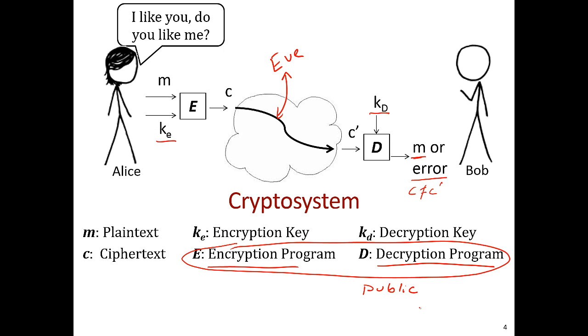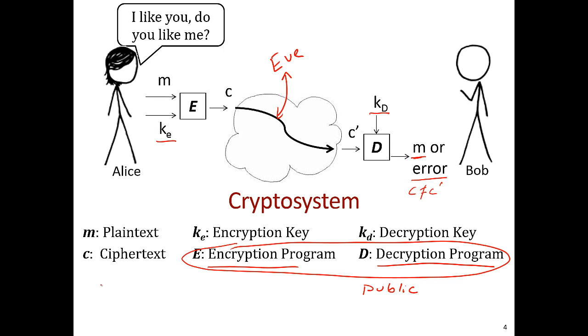Why? Well, history has shown that trying to keep the programs themselves secret is really dangerous and doesn't work out very well. So we try to reduce security to the smallest thing, which is really just this key. The second thing I want to note here is that I've said there's two keys. There's an encryption key and a decryption key.